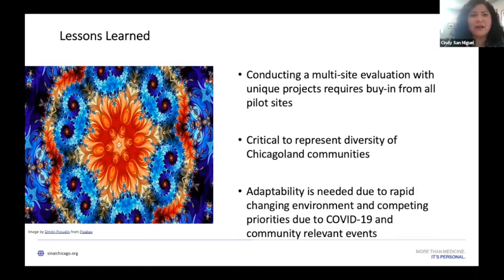Everyone has to agree that there's some type of pattern, some type of overarching, unifying end goal that we're working towards. And so we have buy-in from the pilot sites, from the funders, and from our community. In addition, it's critical to represent the diversity of Chicagoland communities, but it doesn't come without its challenges. In the same picture, you see a lot of different colors, a lot of different textures, and I think that's true of Chicagoland as well.